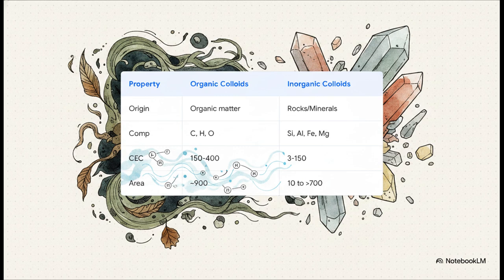The composition is entirely different. Carbon, hydrogen, and oxygen on one side versus silicon, aluminum, iron, and magnesium on the other. Organic colloids are completely unstable in nature, compared to the stable inorganic crystals. But just look at that cation exchange capacity. Organic colloids range from 150 all the way to 400. That is significantly higher than almost all the inorganic clays we discussed. And it's driven by the strongly pH-dependent dissociation of hydrogen from functional groups like carboxylic and phenolic groups.